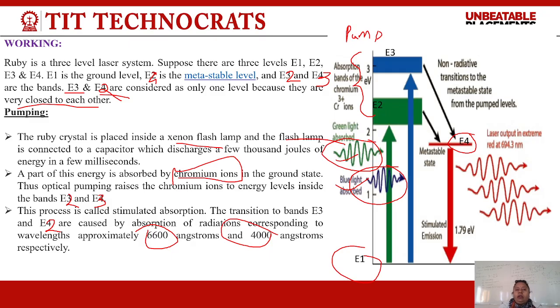Okay, so what actually happens is that the chromium ions are going to jump to the energy states E2 and E3 by absorbing photons of 6000 angstrom and 4000 angstrom in the pumping state, and this process is known as absorption. I just want to tell you this. Next, as I said, these are known as the pumping levels.